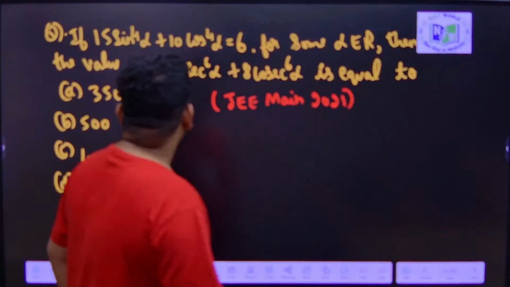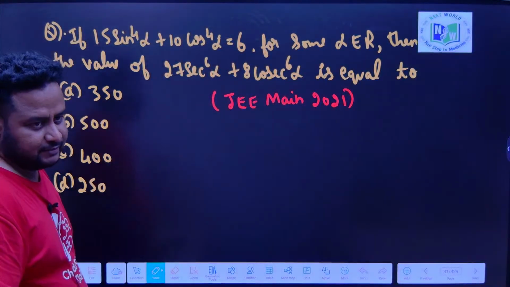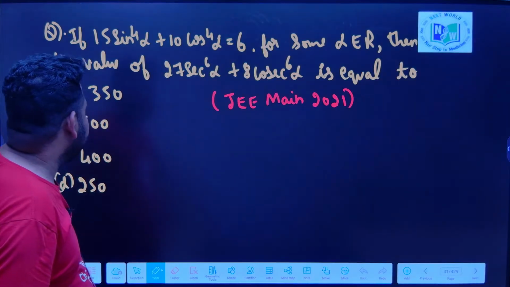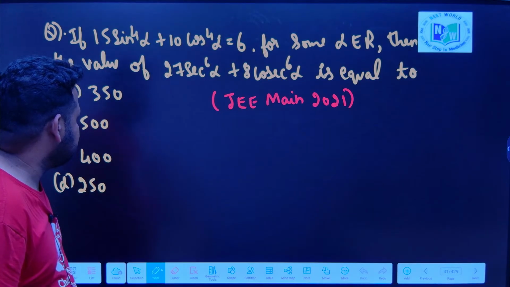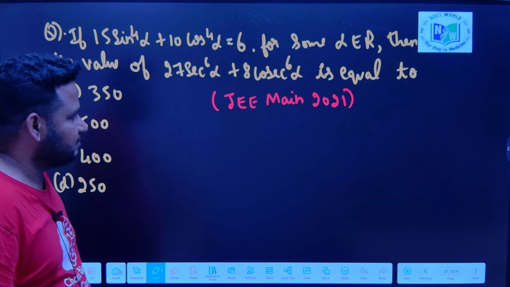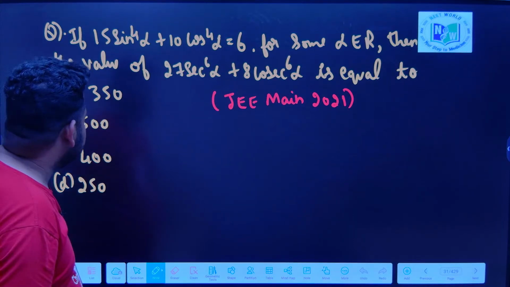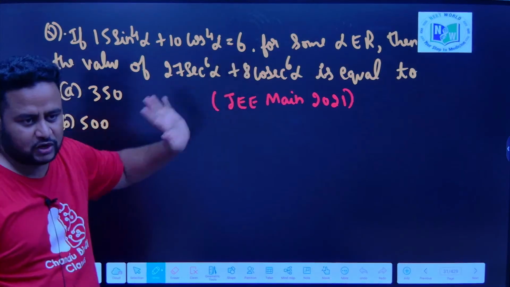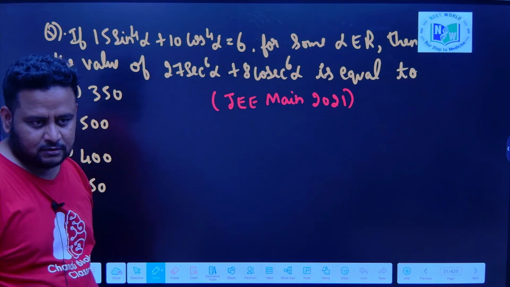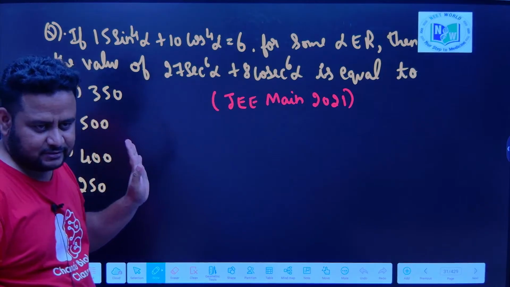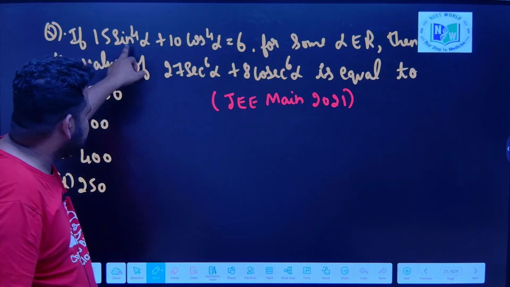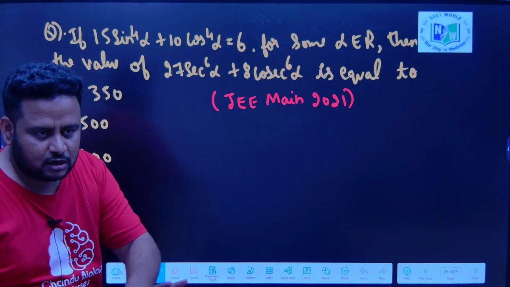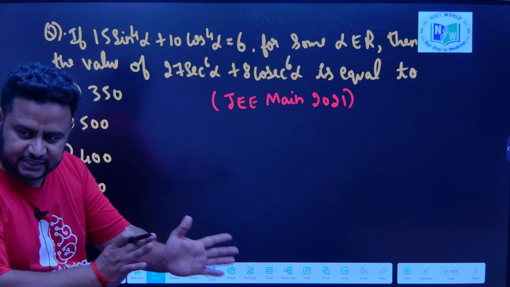Okay. So this is a JEE Main question 2021. JEE Main questions appear difficult. See here, if 15 sin power 4 alpha plus 10 cos power 4 alpha is equal to 6 for some alpha belonging to R, meaning real numbers, then the value of 27 secant power 6 alpha plus 8 cosec power 6 alpha is equal to what? They are asking like this. Okay, so no need to panic. Here they have given sine, here they have given cos. Either convert sine to cos or cos to sine. So convert everything to sine.